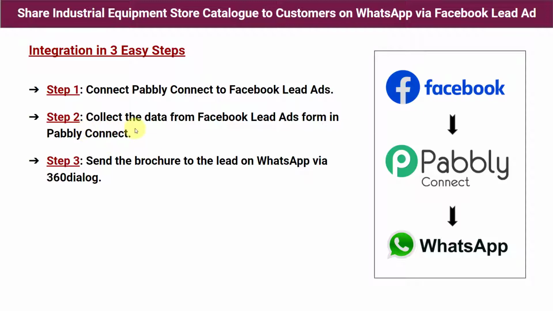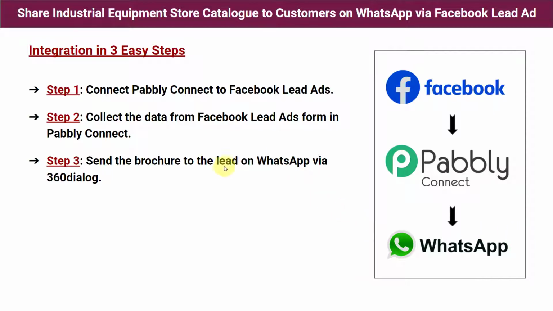Then step 2 says collect the data from the Facebook lead ads form in Pabbly Connect. As soon as the customer fills up the form successfully, I want the data of that particular customer to transfer into Pabbly Connect. So step number 2 says the same. Step number 3 says send the brochure to the lead on WhatsApp via 360 dialog. So in the final step we will be sending the message to the customer on WhatsApp with the link of the brochure.